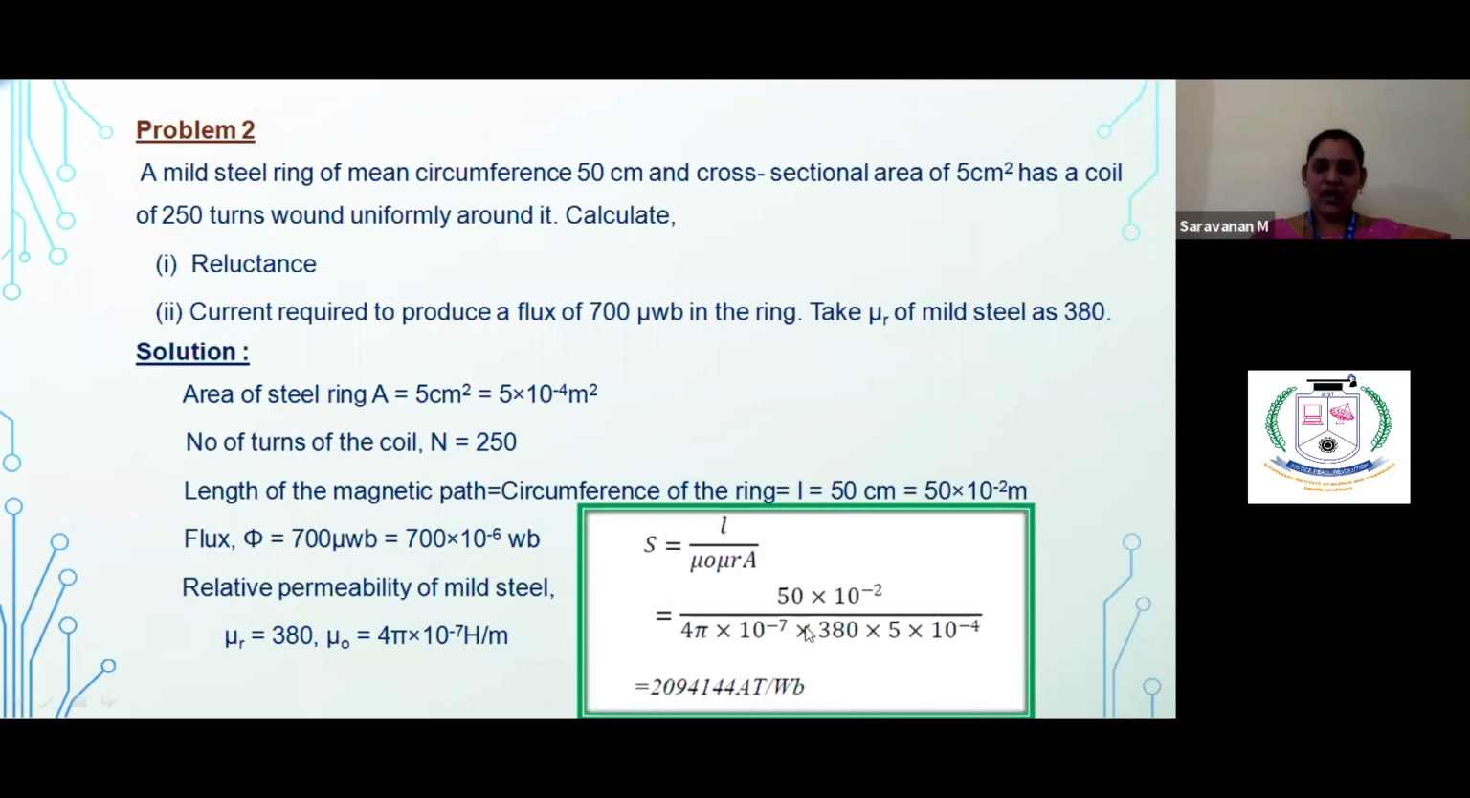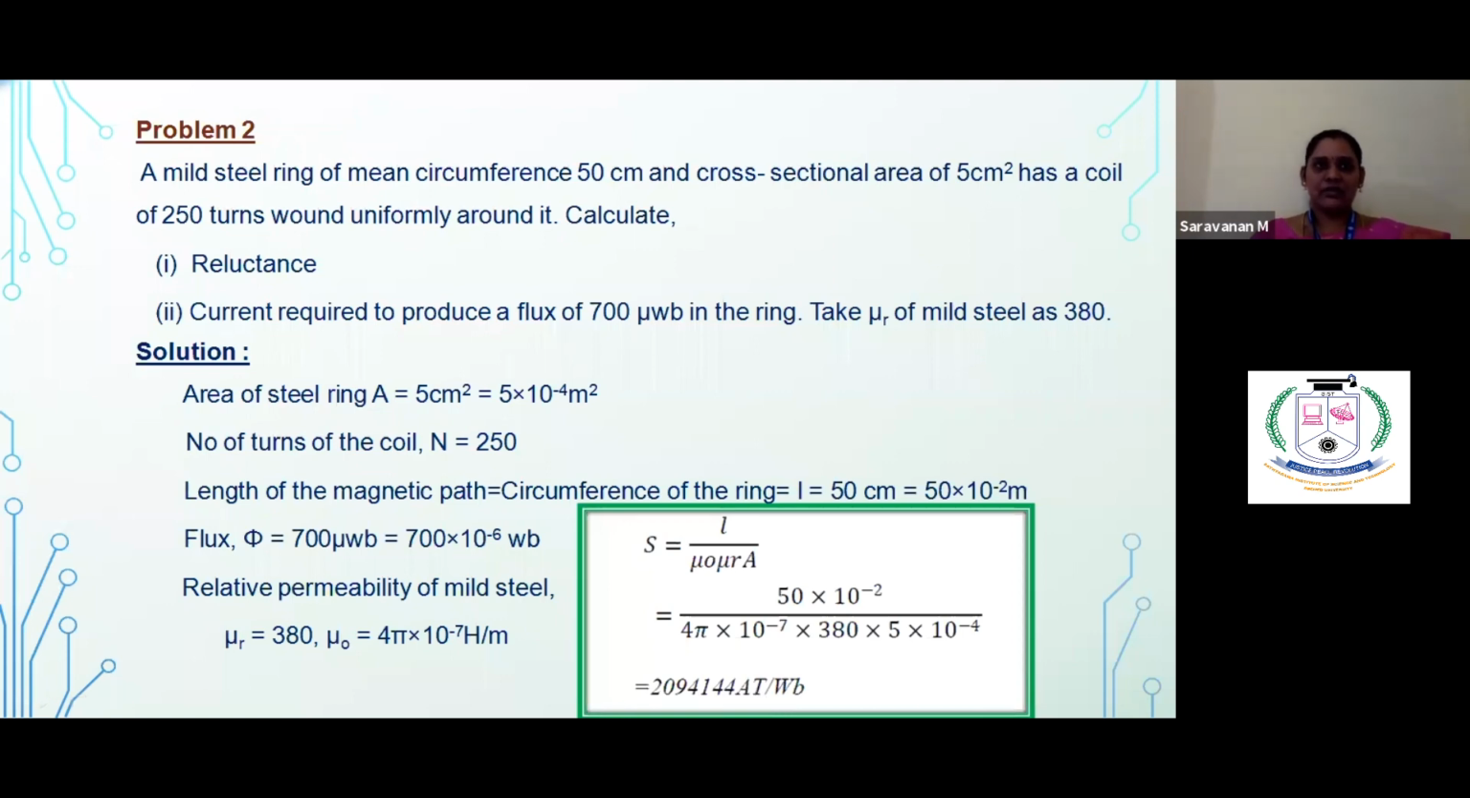Substitute the values. The length of the iron ring mentioned in the problem is 50 centimeter, again converted into meter, so it will be 50 into 10 power minus 2. Substituting these values, you get the final value as 2094144. And please don't forget to write your unit. Your unit is ampere turns per Weber.